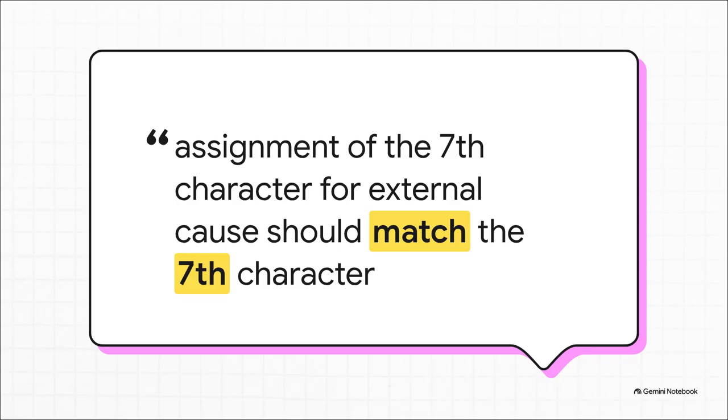The rule literally states, assignment of the 7th character for external cause should match the 7th character of the code assigned for the associated injury or condition for the encounter. Knowing this rule cold allows you to instantly eliminate distractor options with mismatched extensions. It's an absolute game changer of a time-saving technique when you've got that exam clock glaring at you.